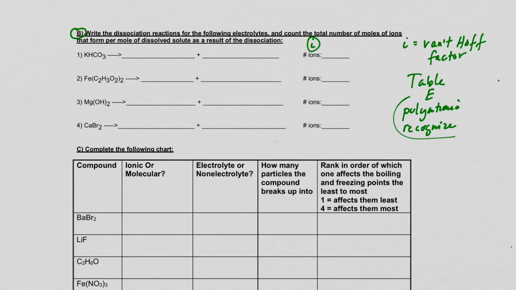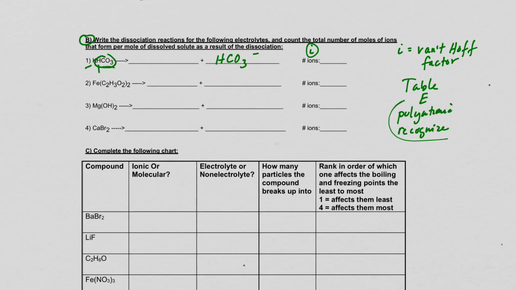So for example, the first one, KHCO3, you might recognize CO3 as carbonate, but if you only choose carbonate, then K and H are kind of left out in the cold here. So really, HCO3 is written because HCO3 is hydrogen carbonate on reference table E, and then this makes more sense because potassium is the cation here. So this one would have an I factor of 2.